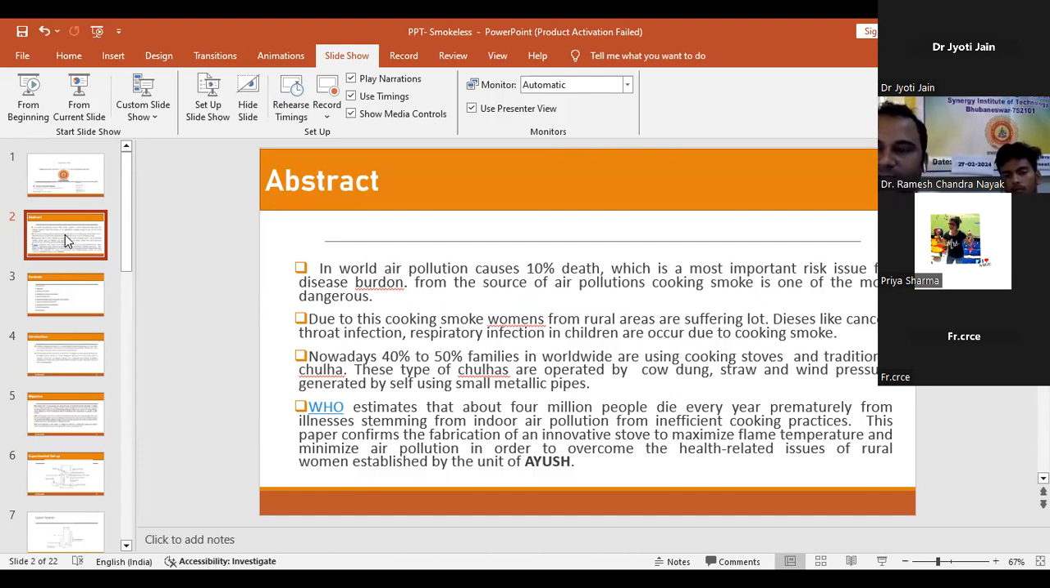Generally, rural women use this traditional chula for cooking three times a day. The smoke from the chula creates a polluted environment by which all the family members suffer. Generally, primary fuel such as wood and straw is used, but our work is different.